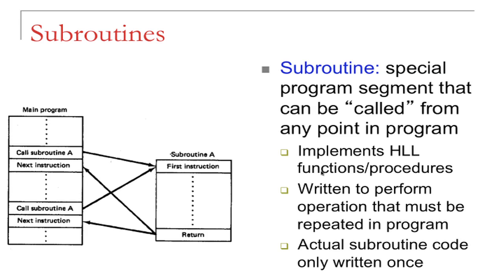So subroutine, again, implements high-level language functions and procedures. It's written to perform operations that must be repeated in a program. So if you have a sequence of operations that will be repeated a number of times, it's better to have a subroutine rather than spell out all the instructions at different places. An actual subroutine code is only written once because we use this call and return pair to execute that part of the code as needed.